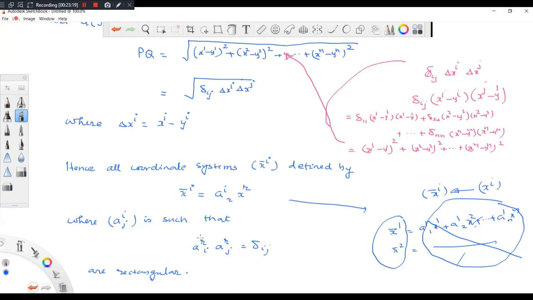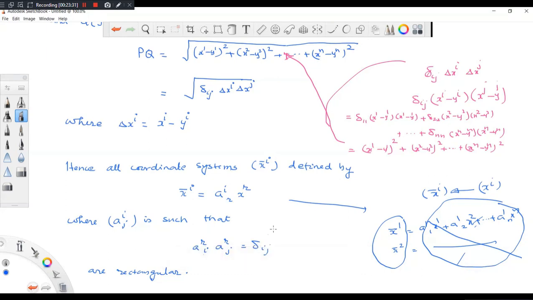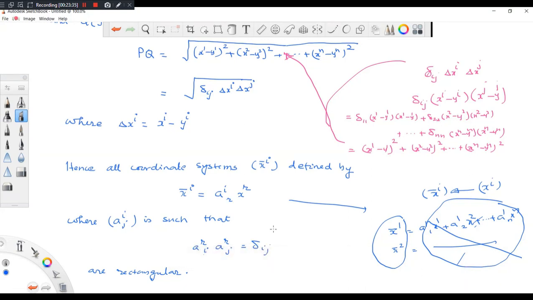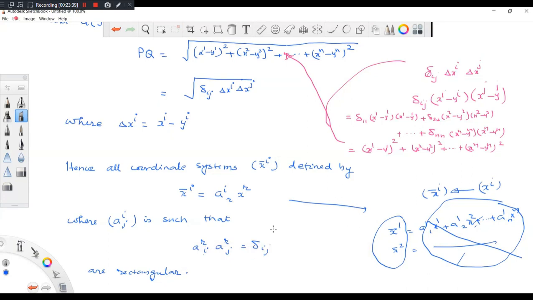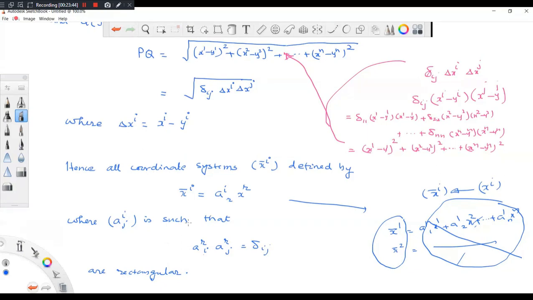So this represents an element of a matrix. When I multiply, either I will get 1 or I will get 0. If i equals j, I will get 1. If i is not equal to j, I will get 0. That means i equal to j gives all the diagonal entries as 1, and all the other elements are 0. It means that you are getting a unit matrix. This idea may be a little difficult for you now, but I am going to do that later.